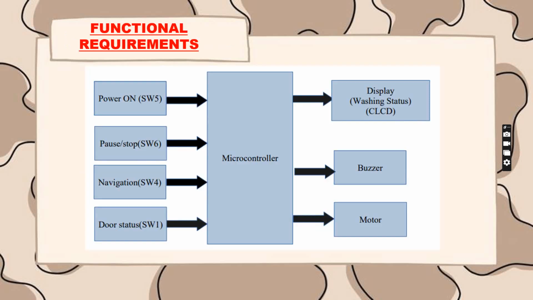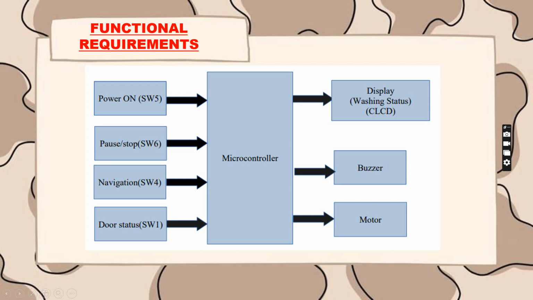Now, let's look into the functional requirements to design a washing machine. Here, we will be using a microcontroller PIC16F877E for the simulation, and switch 5 is to turn on the washing machine, and switch 6 is to stop the functioning of the washing machine. Switch 4 is used for navigation to scroll down through the options available, and switch 1 for the door status, and CLCD for displaying the washing status, and the buzzer to indicate the door status and the completion of the program.